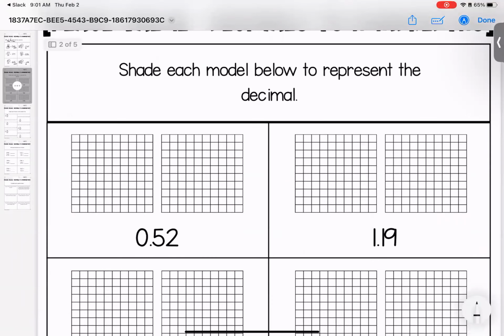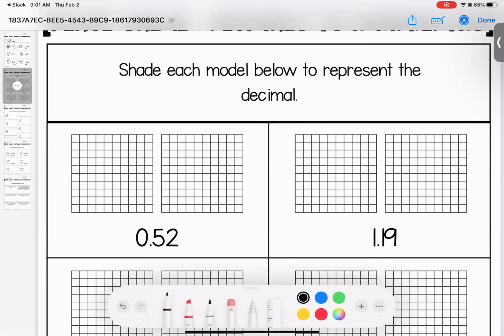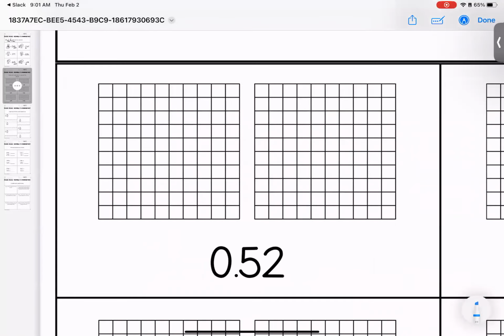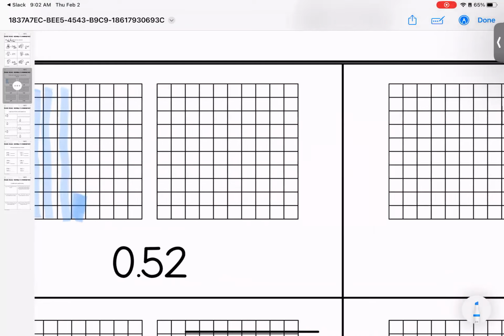Our next way to show our decimals is to shade them. Remember, when we're shading them, we're just making our picture match our number. So for this one, we have 52 hundredths, which means that we have 5 of our tens. 1, 2, 3, 4, 5, right? We can count that as 10, 20, 30, 40, 50, and 2 more, 52 hundredths.